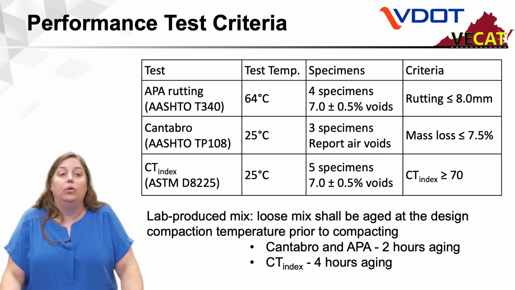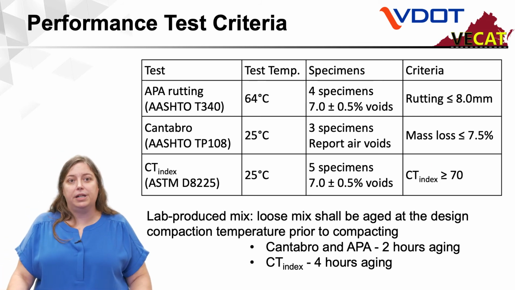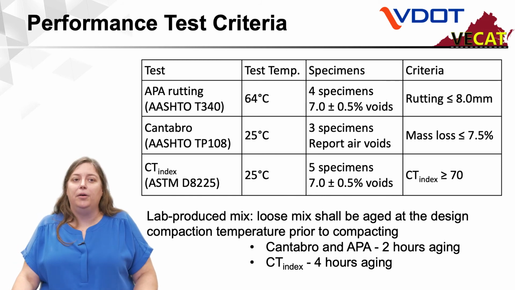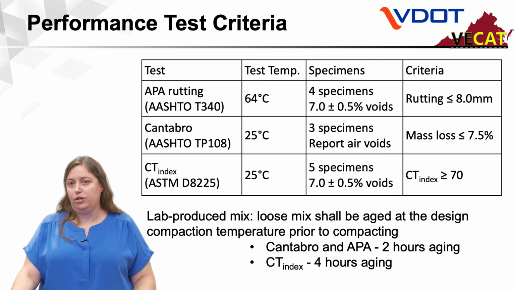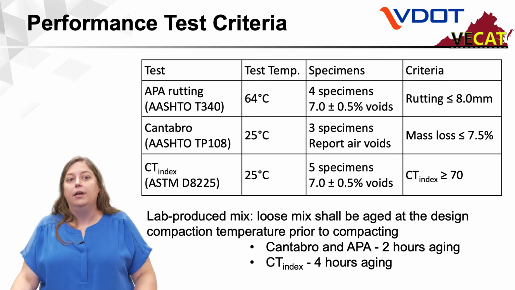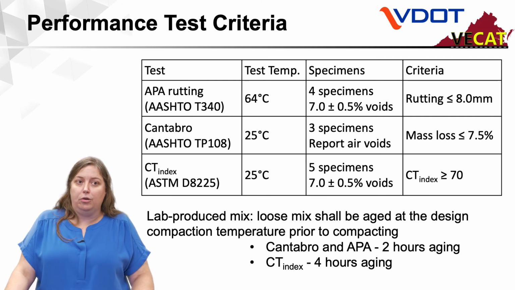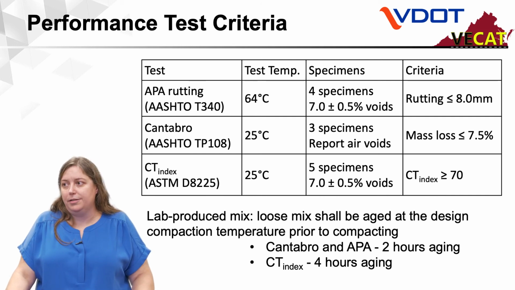One thing of note, when we're making lab-produced mix, say for design, loose mix must be aged prior to compacting. The Cantabro and APA require 2 hours of aging, typical volumetric aging for volumetric properties. The CT index requires 4 hours of aging because it is a performance test, and the AASHTO requires additional aging for mechanistic performance tests.